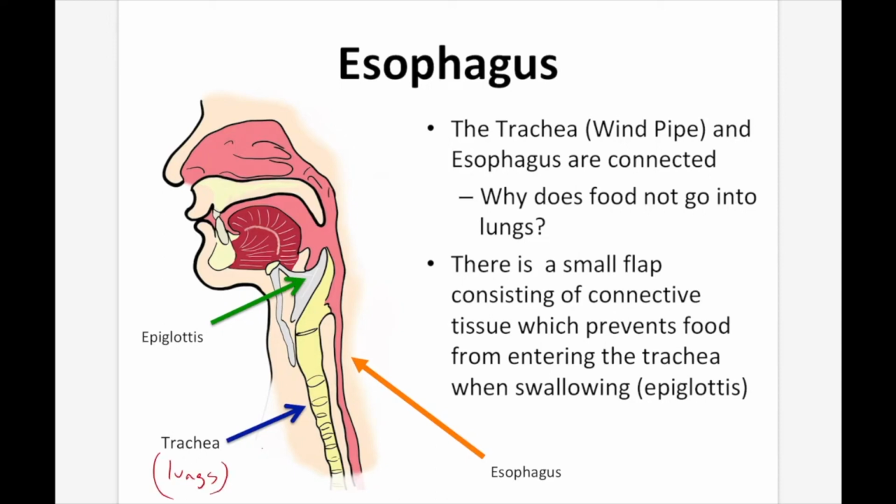Well, there's a very small flap of connective tissue called the epiglottis, located right there, which is this guy right here, which flaps down. So when you swallow, this thing changes shape and actually goes down here and covers up this section here, so that food can't get in to the trachea, which is very important because you don't want food and drink going into your lungs.